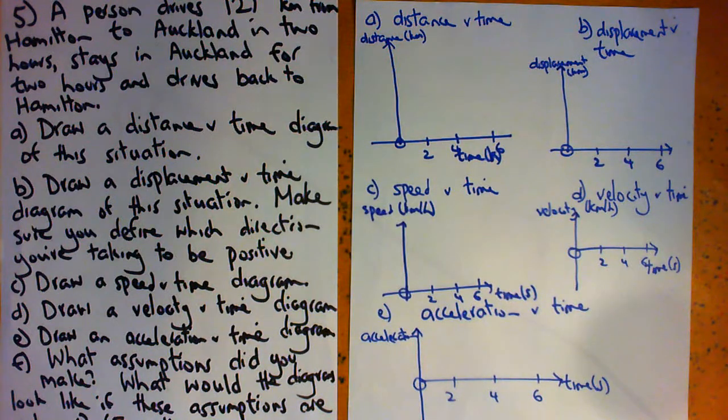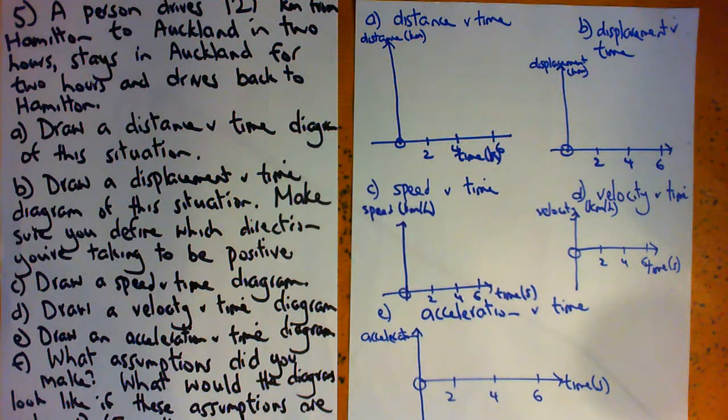Hello viewers, Kinematics question 5. A person drives 127 kilometres from Hamilton to Auckland in 2 hours, stays in Auckland for 2 hours and drives back to Hamilton. The first task is to draw a distance versus time diagram of the situation.